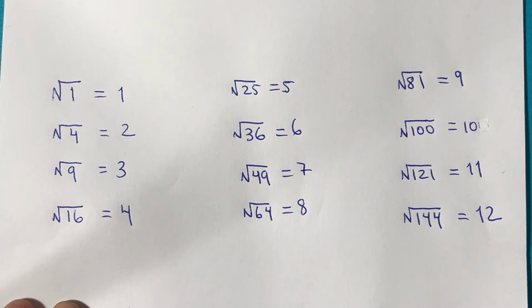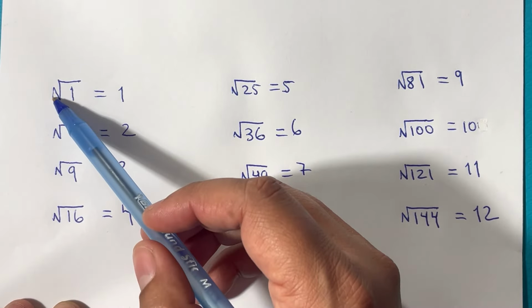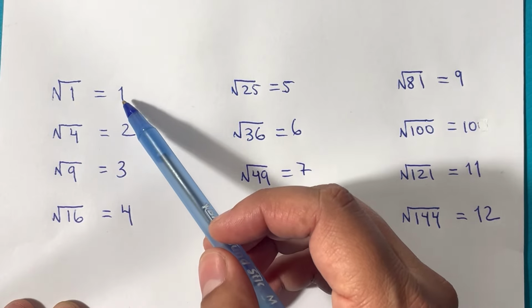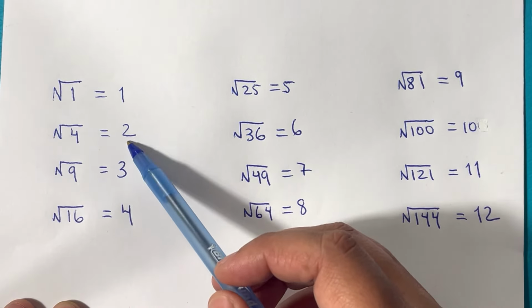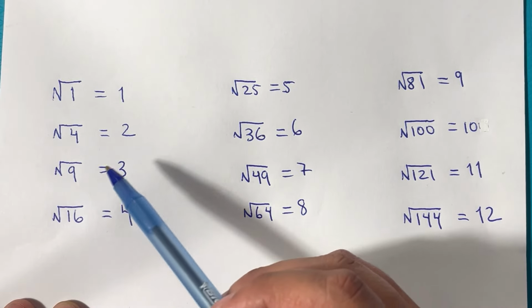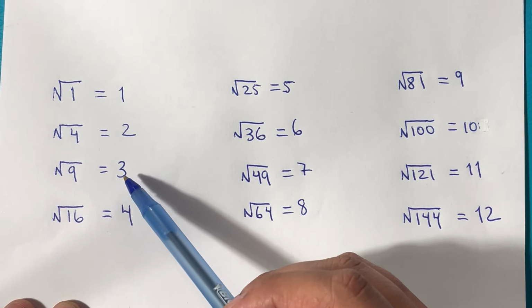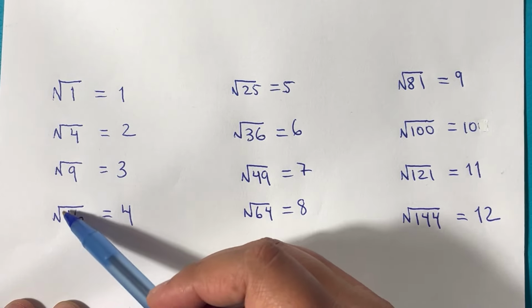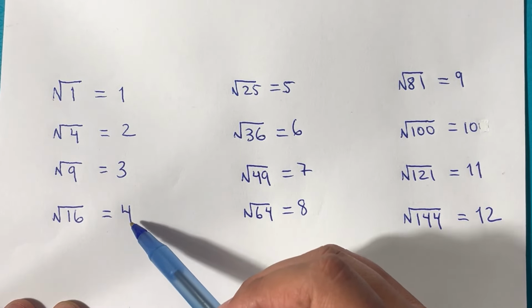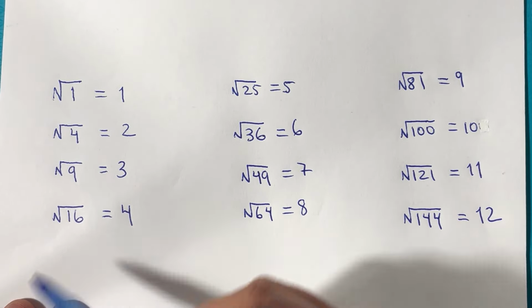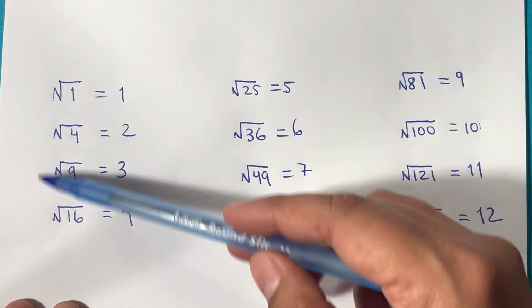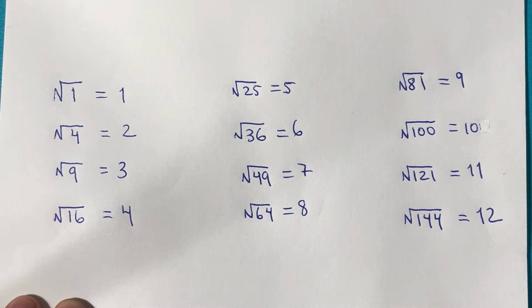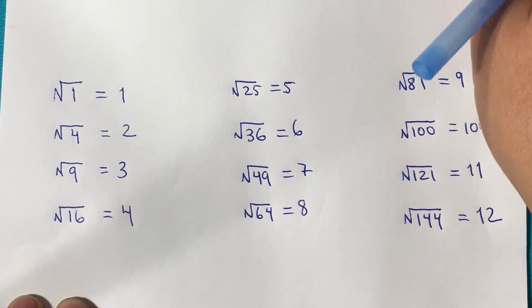Before we start, let's review the perfect squares. The square root of 1 is 1 because 1 times 1 is 1. Square root of 4 is 2 because 2 times 2 is 4. Square root of 9 is 3 because 3 times 3 is 9. Remember that the square root means find a number that multiplied times itself equals that number. And these are several of them. We'll be working mainly with these ones, but if you want to take a minute, pause the video and copy them so you can have them.